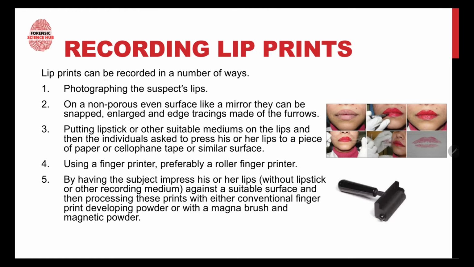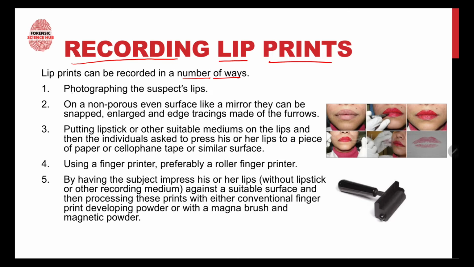Lip prints can be recorded in a number of ways. If any lip prints have been found at the crime scene, then they have been left by the culprit by mistake, right? And we might have a certain suspect of our own. So in order to know whether those lip prints found at the crime scene belong to the particular suspect that we have, we need to have the lip prints of the suspect also, right? So for that, we do recording of lip prints of the suspects, and there are a lot of ways to do that. Those ways are discussed here.